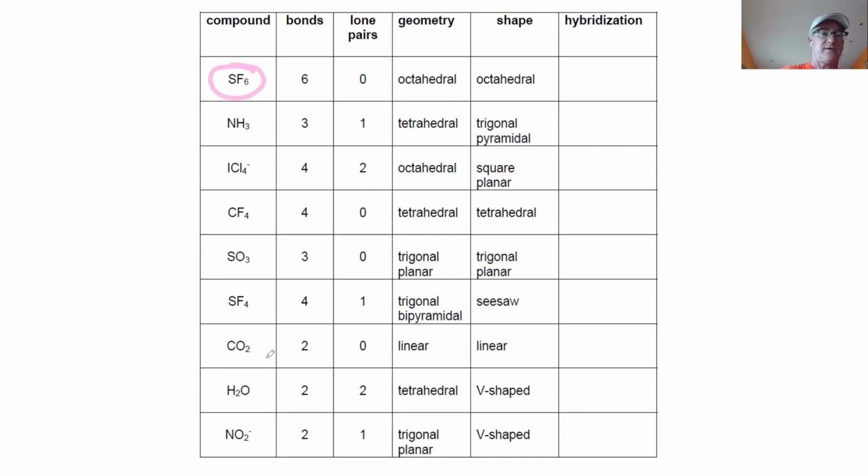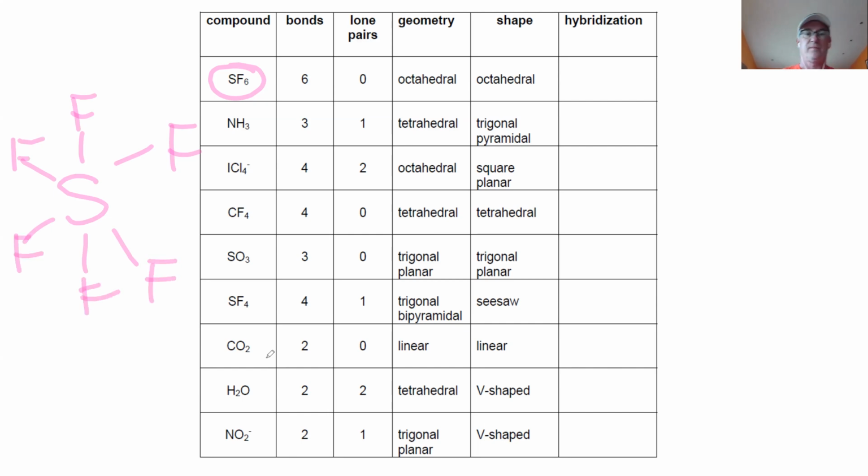Like for instance, here we have sulfur hexafluoride. So we've got sulfur with 1, 2, 3, 4, 5, 6 fluorines. So it has 6 bonds. How many regions of electron density surround that sulfur? 6. So we know that its geometry is octahedral. We know the shape itself is octahedral because the sulfur doesn't have any lone pairs. What hybridization do you need for 6 regions?